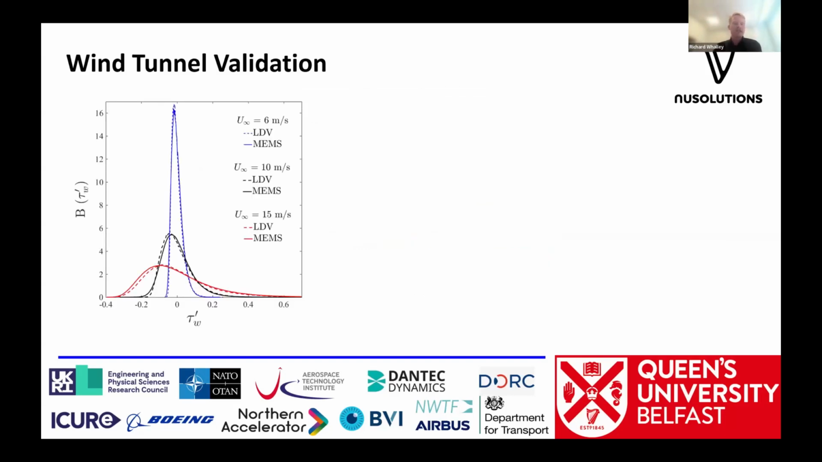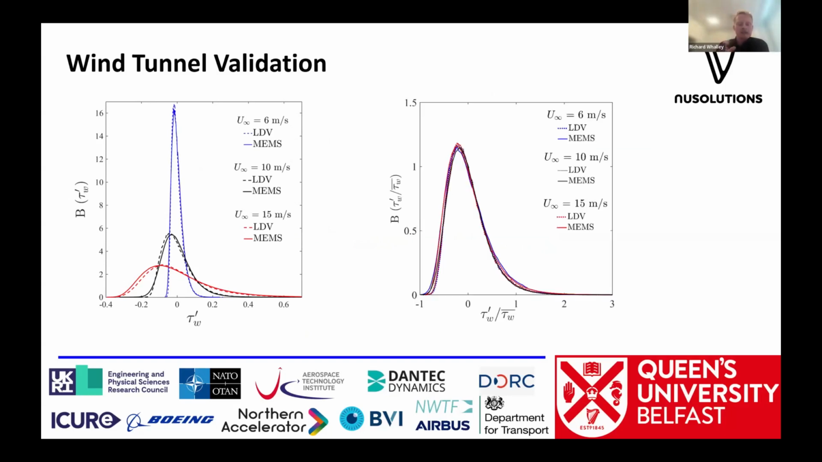And so we then also looked at some statistics over 3 different wind speeds, so quite low speeds of 6, 8, and 10 meters per second oncoming speeds. And if you plot out those fluctuations, those PDFs, we get great collapse between the laser-based system and the MEMS sensor. So ultimately, things are working really well.